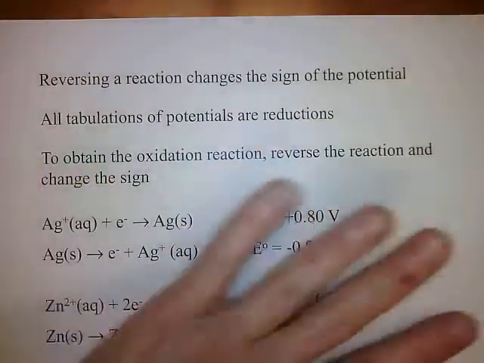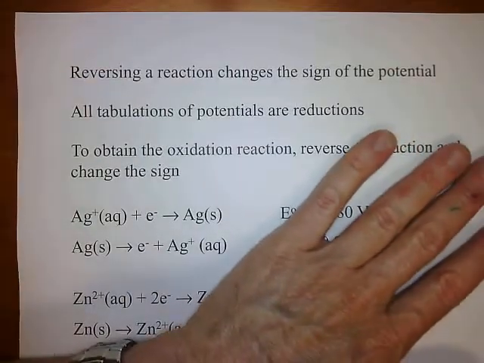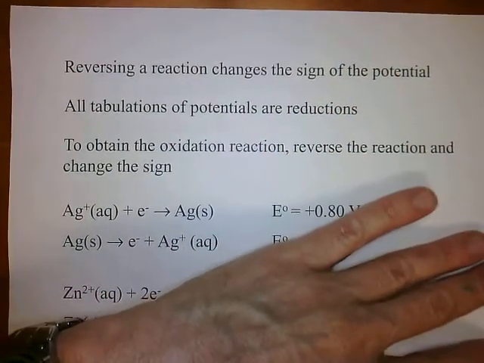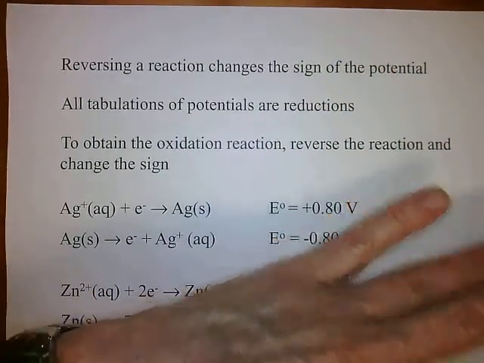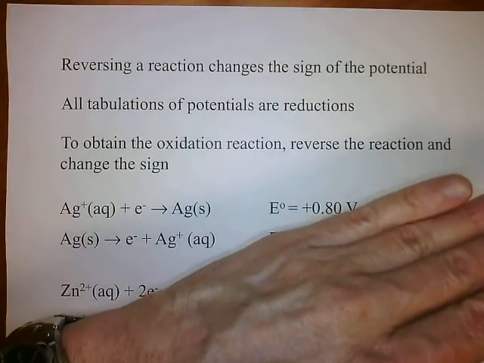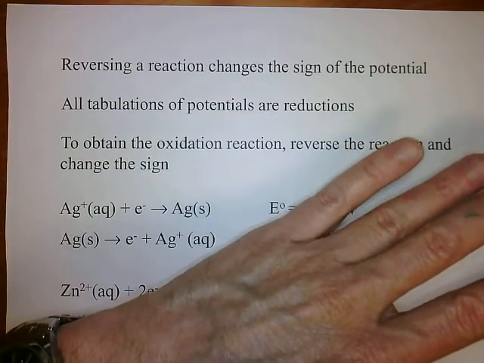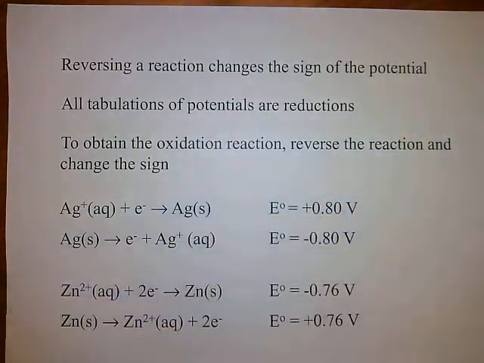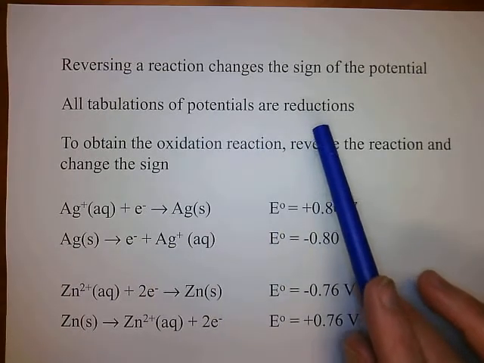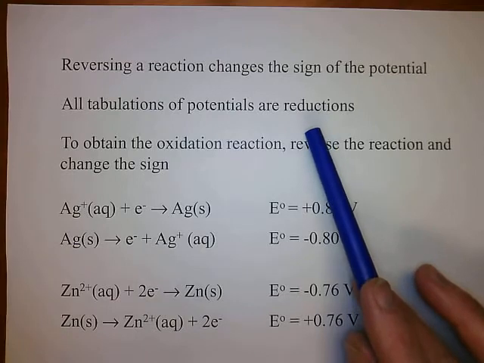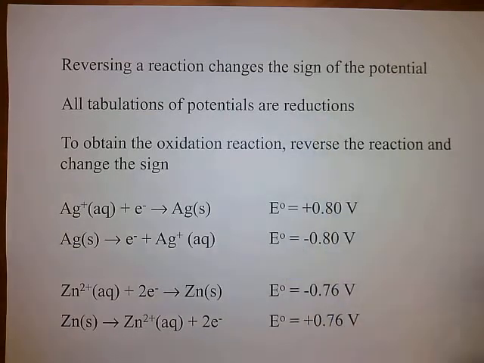So basically what that means is if you know one, you can calculate the other. If you know the potential for the oxidation, let's say, just reverse the reaction and change the sign, and you'll have a potential for the reduction. So it makes no sense to tabulate both oxidation reactions and reduction reactions.